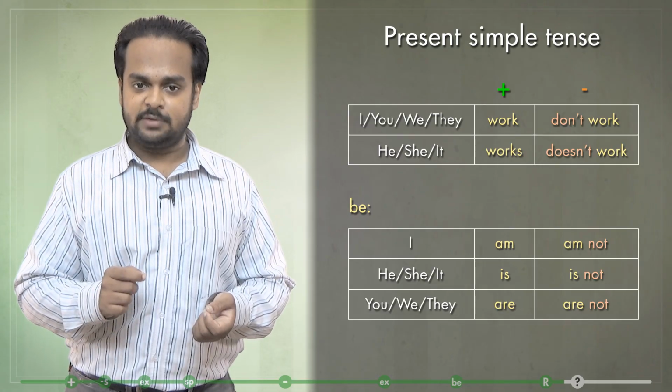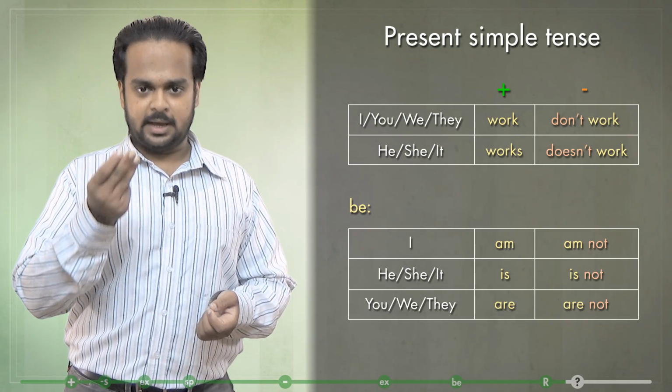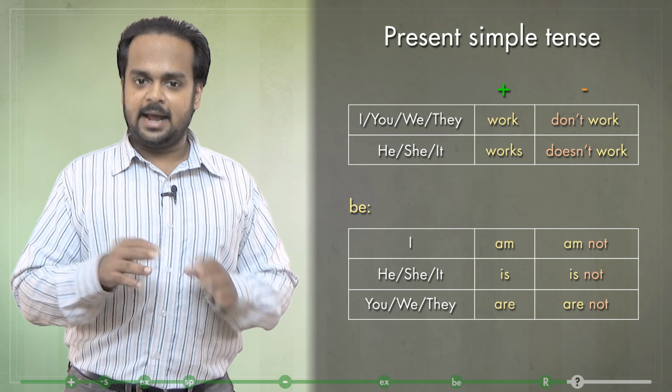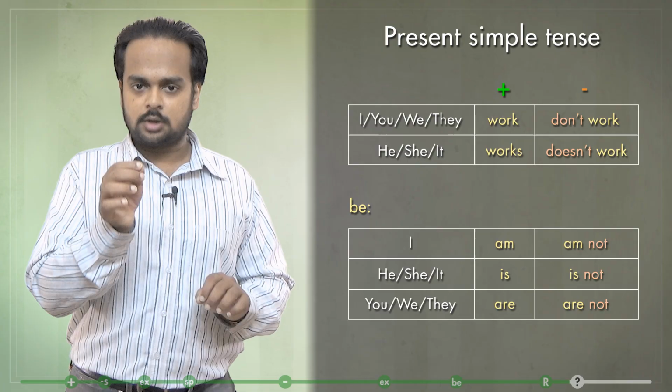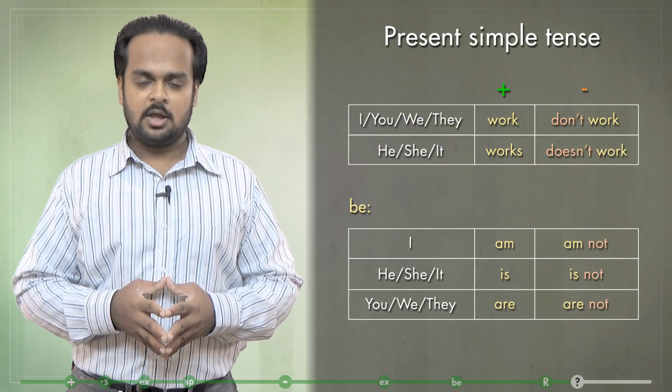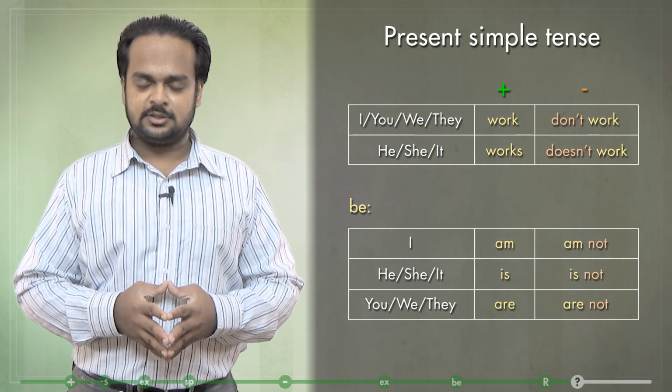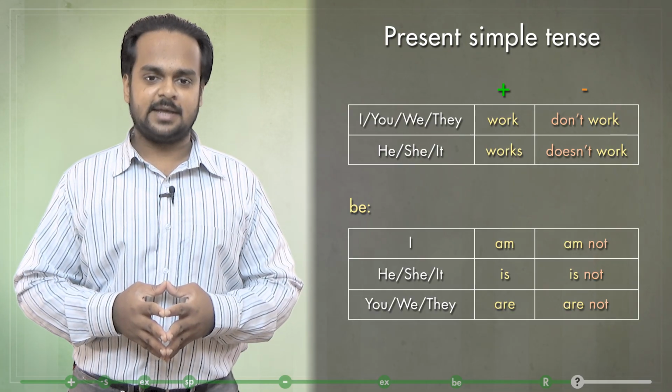First, it has three forms: am, is, and are. And second, it has no helping verb. So to make negative sentences, you put not right after it. All right, it's now time for the test to see if you can make present simple tense sentences correctly.